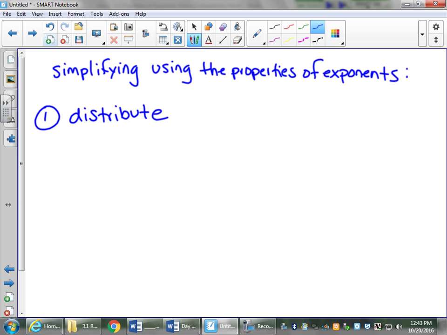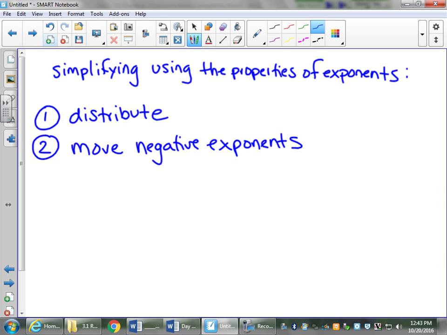You can't always do step one. Sometimes you don't have to distribute. Second step, you're going to move anything that has a negative exponent. So if it's a negative exponent in the numerator, move it to the bottom. If it's in the denominator, move it to the top.